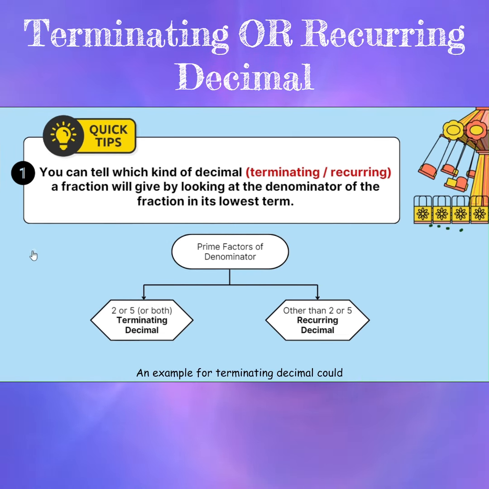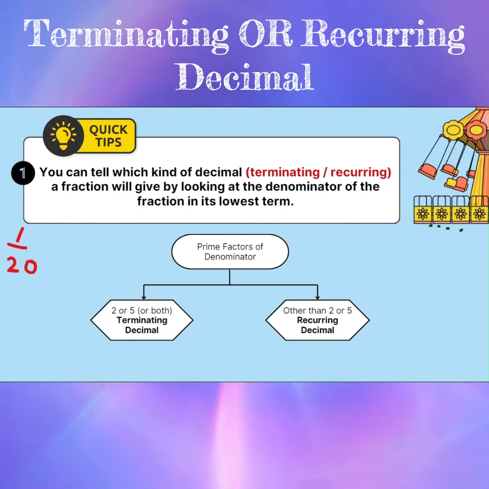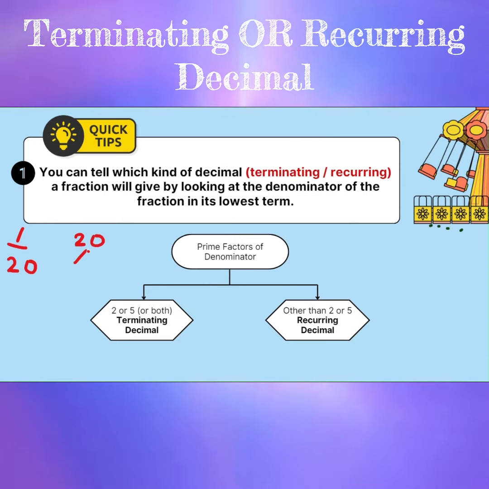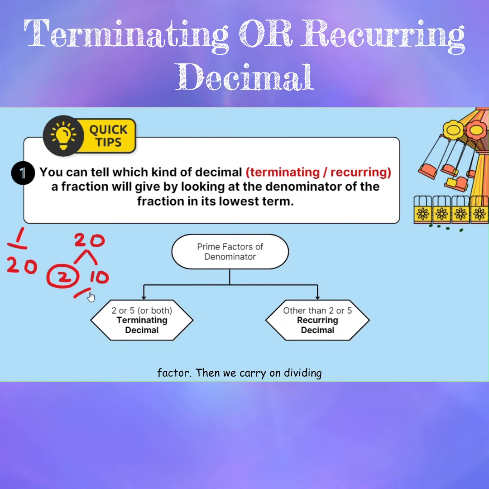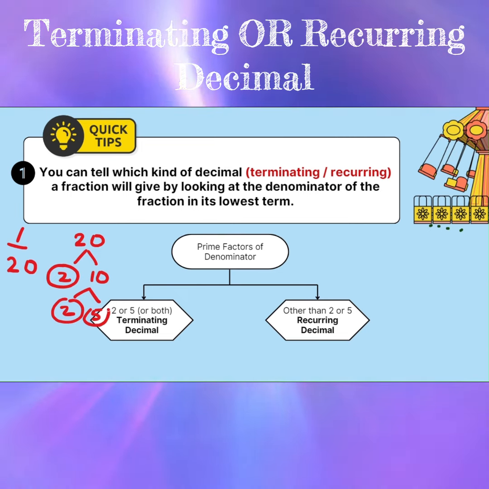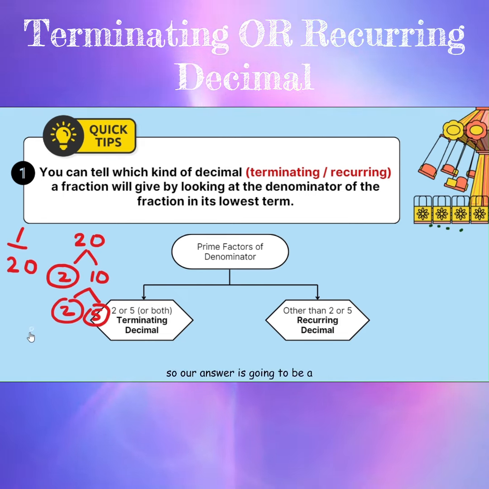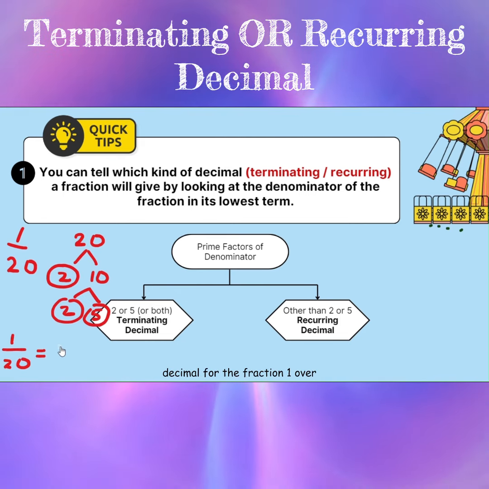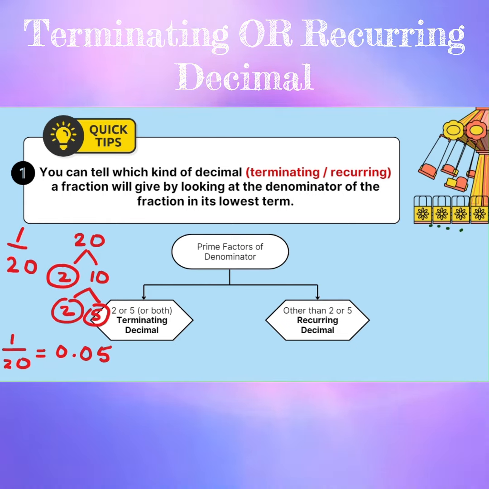An example for a terminating decimal could be the fraction 1 over 20. So when you prime factorize 20, we get the factors 2 and 10. 2 is a prime factor. Then we carry on dividing 10 and we get 2 and 5. So in this case, because our prime factors are 2, 2 and 5, our answer is going to be a terminating decimal. So the decimal for the fraction 1 over 20 is equal to 0.05.